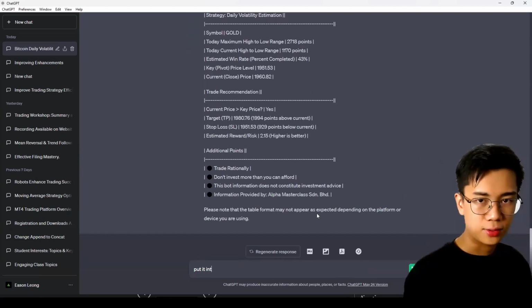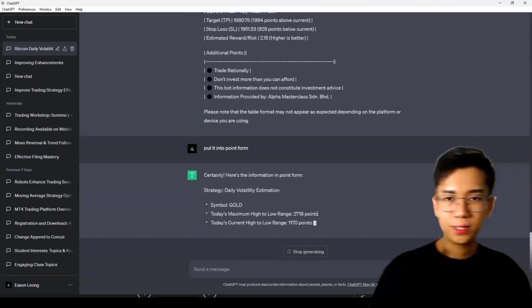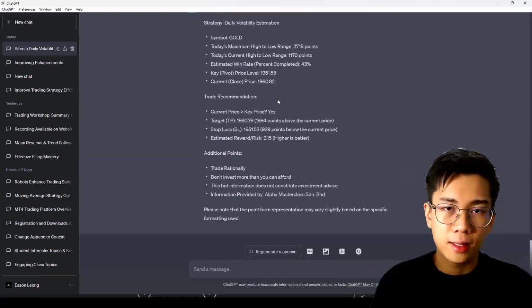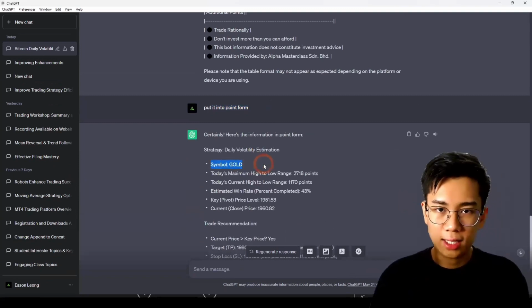Put it into point form. Table is not nice. Point is okay. Point form usually works better. So from here, it suggests gold.